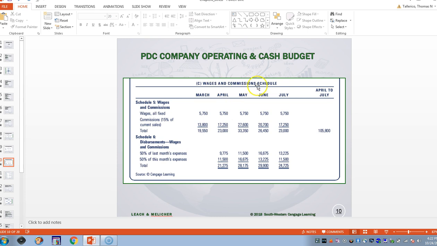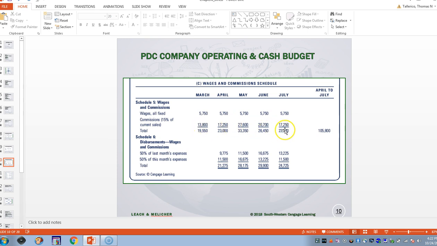Okay, so here's our wages and commission schedule. And here's all the fixed wages that are constant every month, right? And here's the commission. And that's 15% of our sales. So we would take our sales and multiply it by 0.15 and get these numbers here.